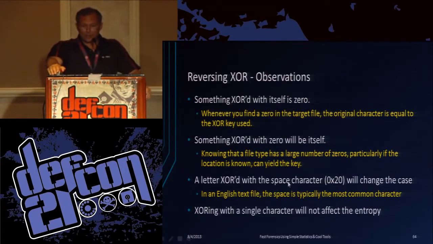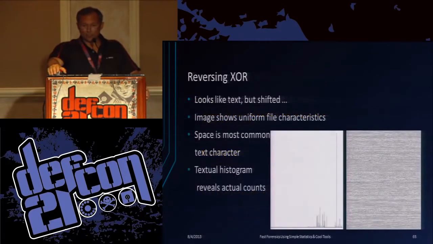Now notice this. This is an interesting property of XOR, because a lot of malware will use basic XOR encryption to hide stuff. Something XORed with a space will just change the case of a letter. If you have an uppercase letter and you XOR it with hex 20, it becomes a lowercase letter. If you have a lowercase letter XORed with hex 20, it becomes an uppercase letter. And of course, the space is typically the most common character in the English language. XORing with a single character doesn't even change the entropy. If you use a one-byte key XOR on the whole thing, entropy stays the same. It just gets shifted a little bit.